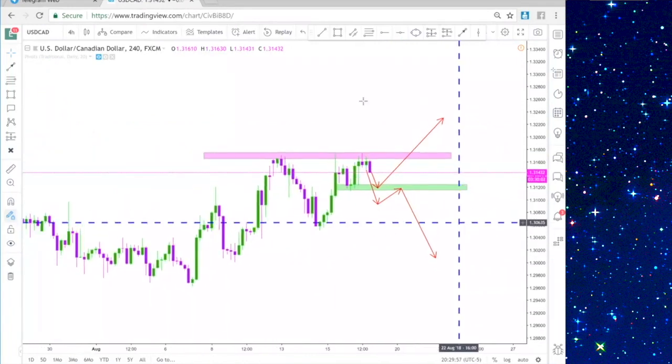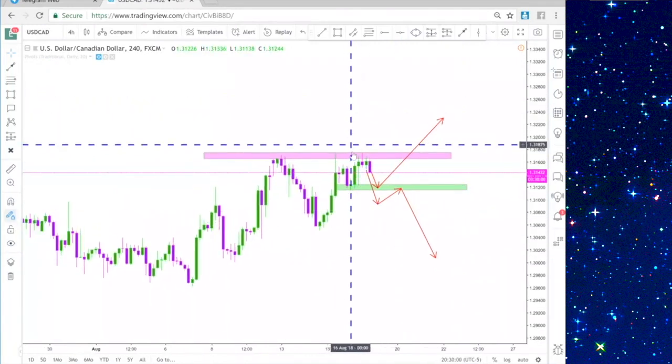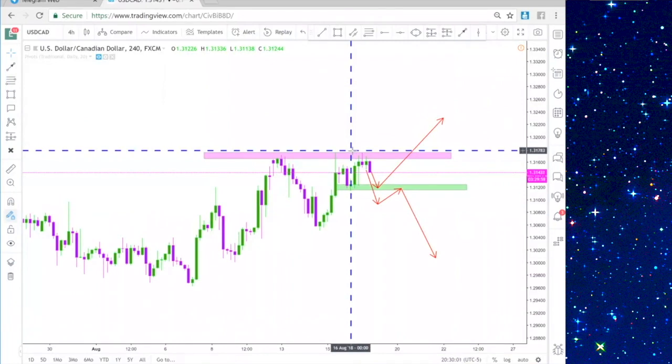So from a technical standpoint, UCAD is bullish. What other questions y'all got?